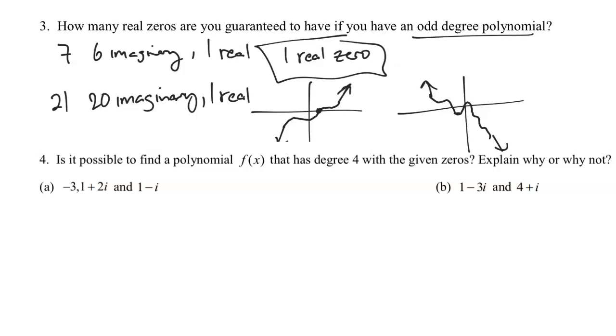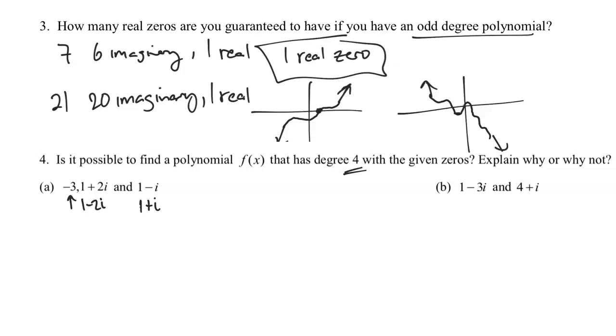Okay, number 4 here, for example 4, is it possible to find a polynomial that has a degree of 4 with the given zeros? Explain why or why not. Okay, so for letter A, we have a 0, -3. That's a real 0, so it does not necessarily have to have a pair with it. 1 plus 2i is imaginary, so it's also got to have its conjugate pair with it, 1 minus 2i. And 1 minus i is also imaginary, so it's got to have its conjugate pair of 1 plus i.